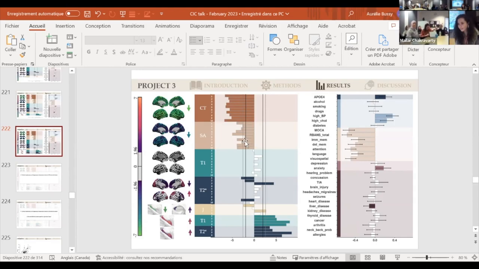Okay. Oh, I can go on. Yeah. Okay. Yeah, we need to move the share just to 20% or more. 20% or more. This? Yeah.